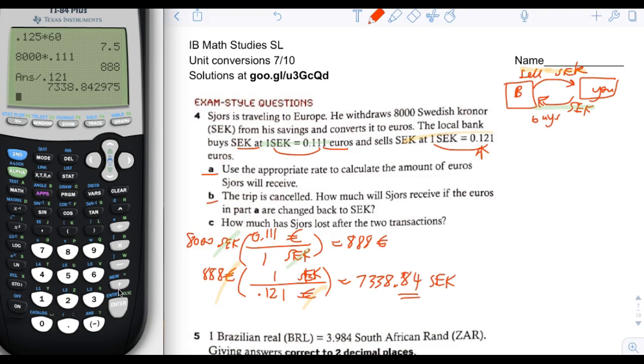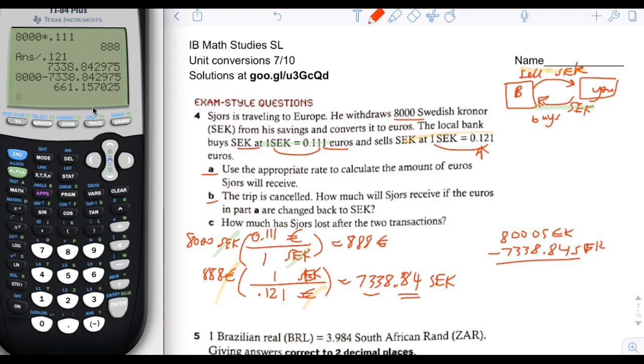So we just did B. What about C? How much has Sjors lost after 2 transactions? So he basically lost 8,000 minus 7,338. That gives us 661.60. So if we subtract 8,000 kroners, and we subtract 7,338.84 kroners, we end up with 661.16 kroners.